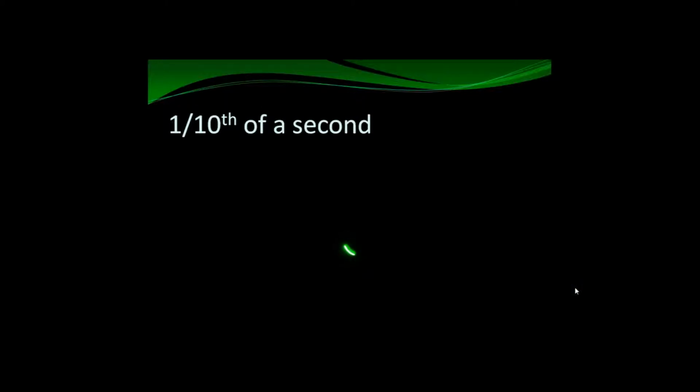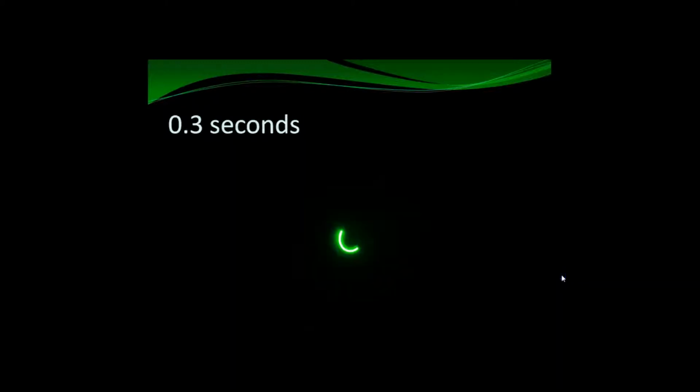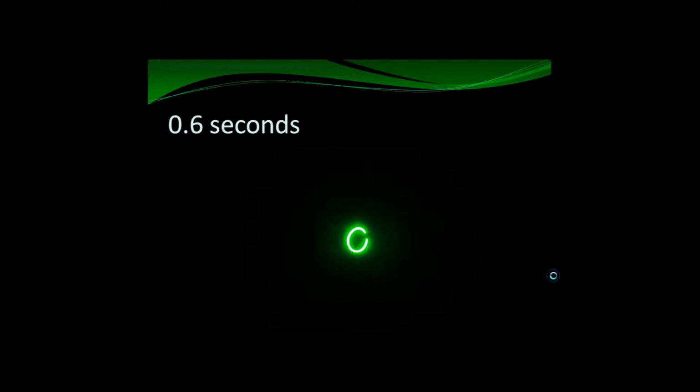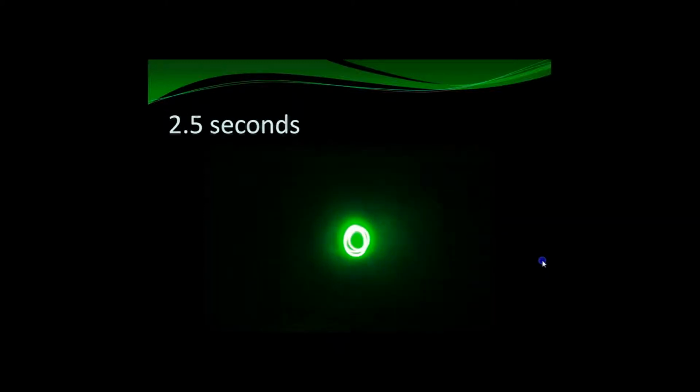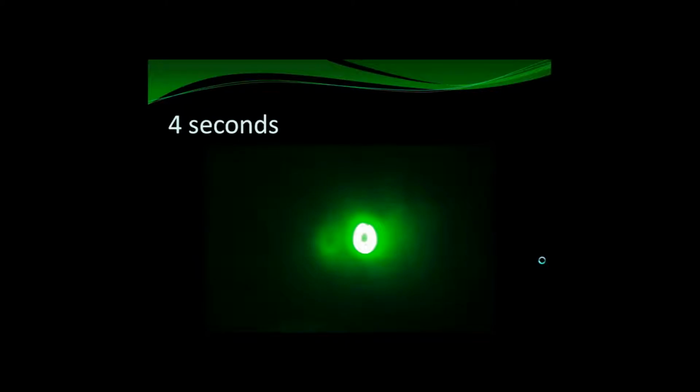And we see about a quarter of a line, or a quarter of a circle at 1/10. About 0.3 seconds, you can see almost a half a circle. 0.8 seconds, you can see a whole circle. And at 1 second, you can see a whole circle with a little bit extra. Again, my seconds are getting longer. You can see more circles.